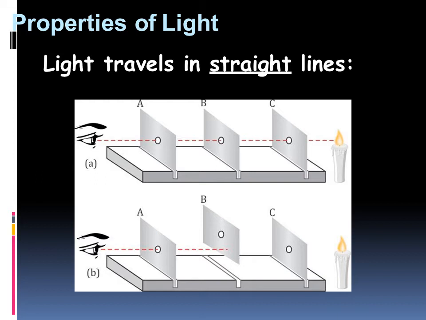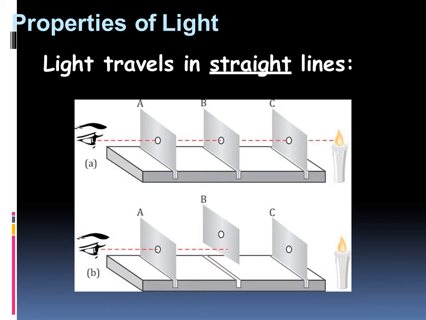As we all know, light travels in straight lines. That is one of its properties. The second property is that it travels faster than sound. And light has one more property: it reflects, by which we can see objects.